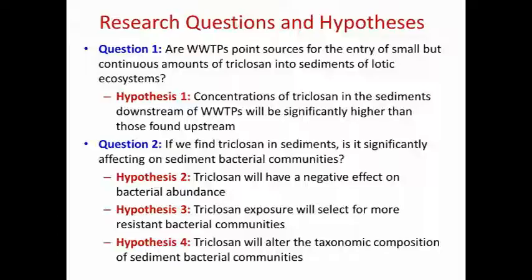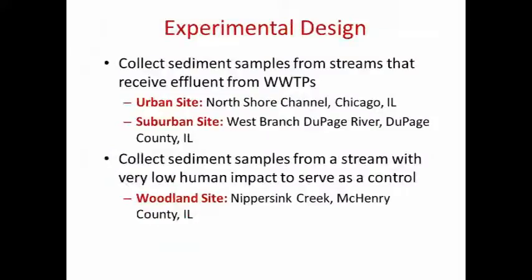The second question was, if we could find triclosan in these sediments, would it be impacting the microbial communities? Would it impact bacteria in those sediments? Would the concentrations be high enough to actually have an effect? And so we developed three hypotheses about that. We hypothesized that the triclosan, as an antibacterial compound, would reduce the abundance of bacteria in the sediments. It would cause them to develop resistance, as we had seen in laboratory studies. And it would also potentially alter the taxonomic composition of the bacterial communities. In other words, perhaps some bacteria would be more sensitive, would die out quicker. Other bacteria might be more resistant to triclosan. So these were the hypotheses we wanted to test.